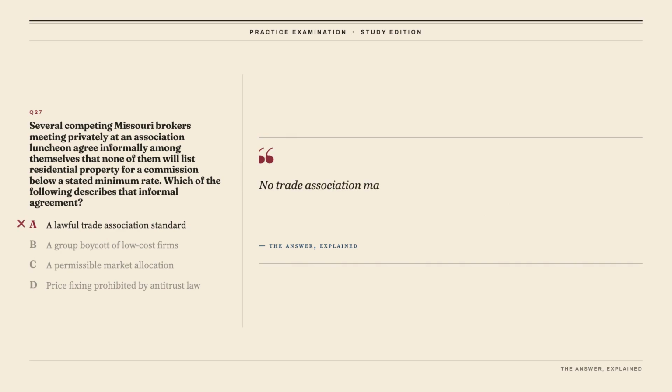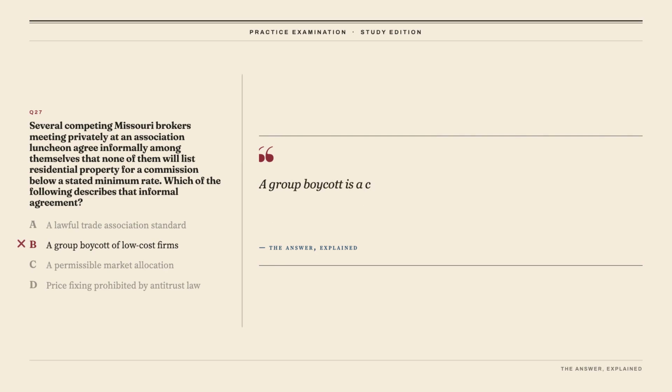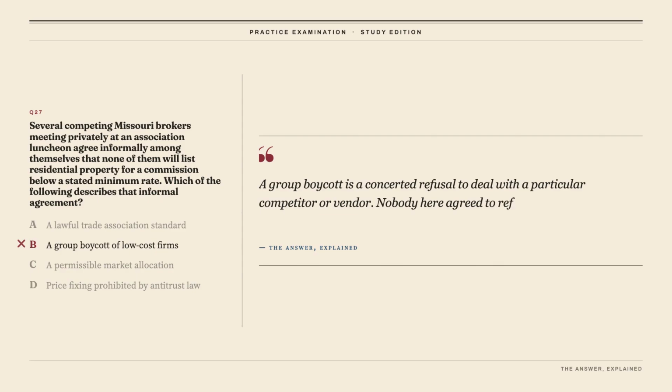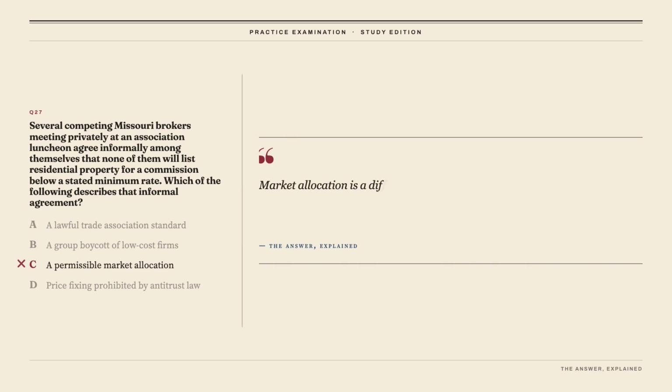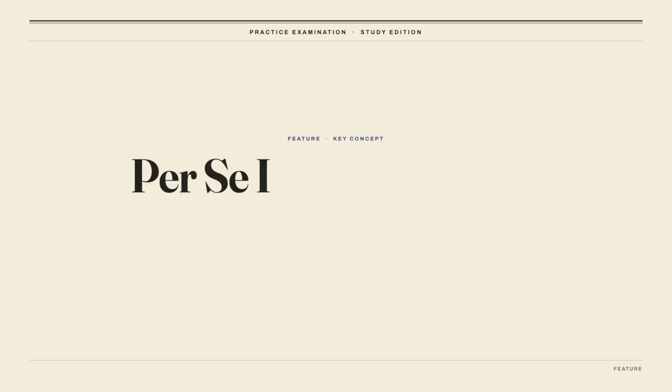A is wrong because no trade association may set rates for its members. Associations may publish education and ethics standards, but pricing must remain a matter for each firm. B is wrong because a group boycott is a concerted refusal to deal with a particular competitor or vendor. Nobody here agreed to refuse dealings with anyone. C is wrong because market allocation is a different violation, dividing territories or customer types among competitors. These brokers agreed on price rather than on who serves whom.